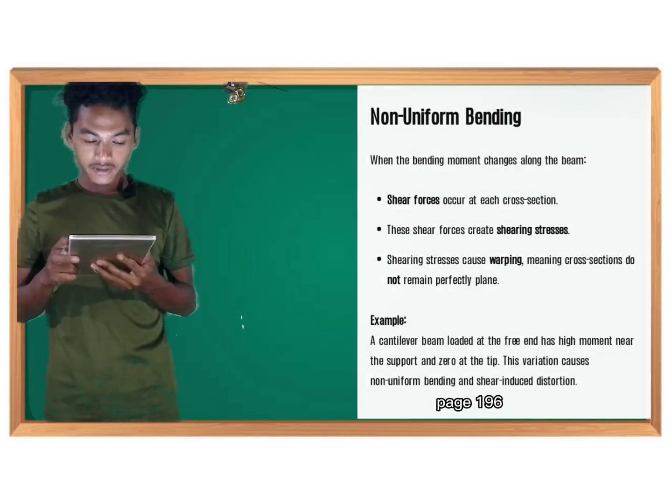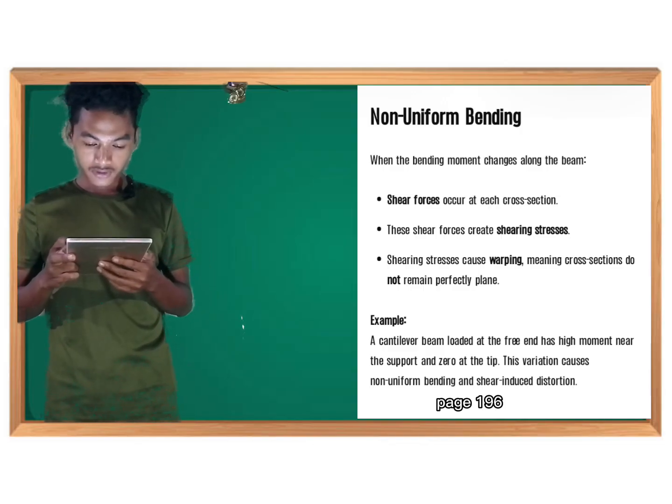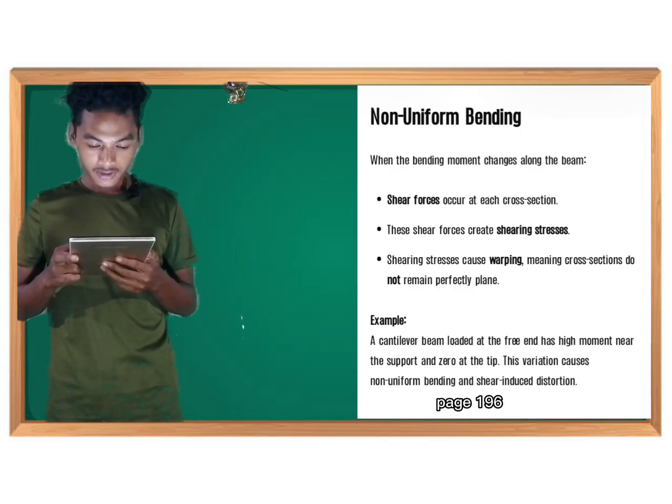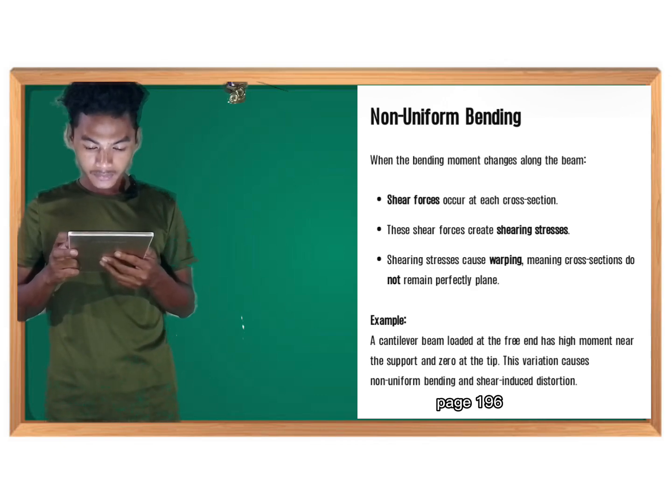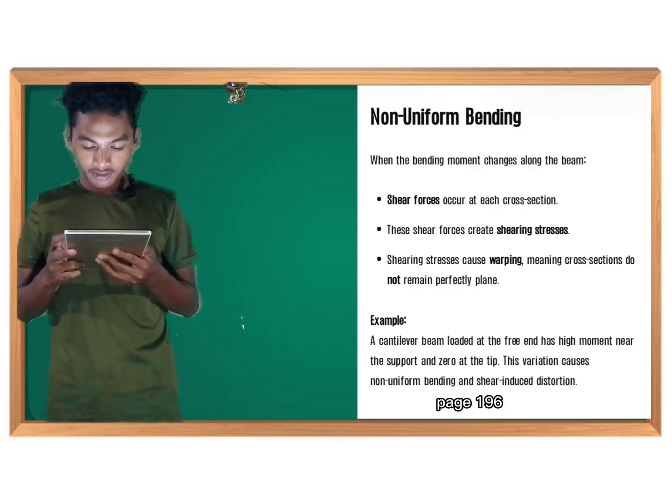Non-uniform bending is when the bending moment changes along the beam. Shear force occurs at each cross section. This shear force creates shearing stress. Shearing stress causes warping, meaning cross sections do not remain perfectly plane. Example: a cantilever beam loaded at the free end has a high moment near the support and zero at the tip. This variation causes non-uniform bending and shear distortion.